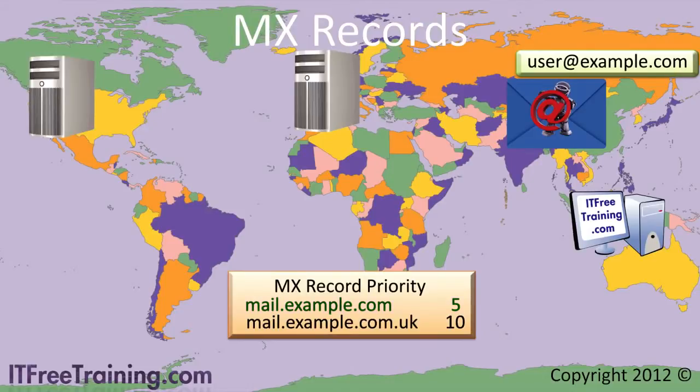If the server cannot be contacted or the server is down, the next MX record with the higher priority will be read. In this case, mail.example.com.uk with a priority of 10. If the first server cannot be contacted, all emails for example.com will be sent via the UK server. In other words, each server acts as a backup for the other servers.